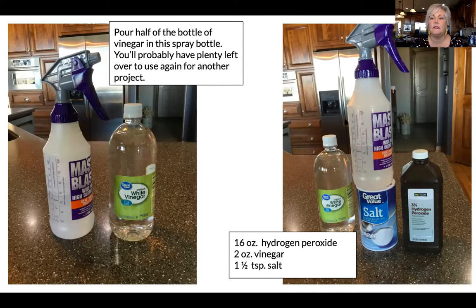Okay. So you've got 16 ounces of hydrogen peroxide, and to that add 2 ounces of vinegar and 1.5 teaspoons of salt. Then you're just going to shake it a little bit and let that salt dissolve. So you've got 2 different spray bottles.